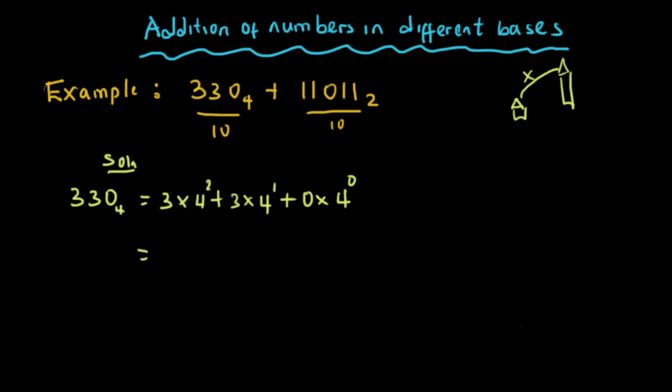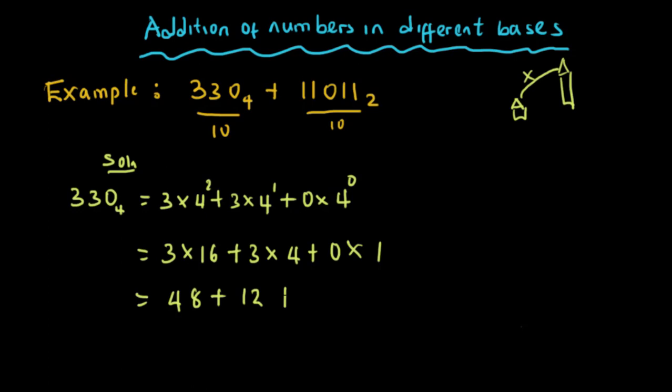Do you understand? So we'll be having 3 times 4 squared. 4 squared is 4 times 4, that is 16. Plus 3 times 4 raised to power 1 is 4. Plus 0 times 4 raised to power 0 is 1. So we have 3 times 16, which is 48. Plus 3 times 4 is 12. Plus 0 times 1 is 0. So we have 48 plus 12, which will give us 60.